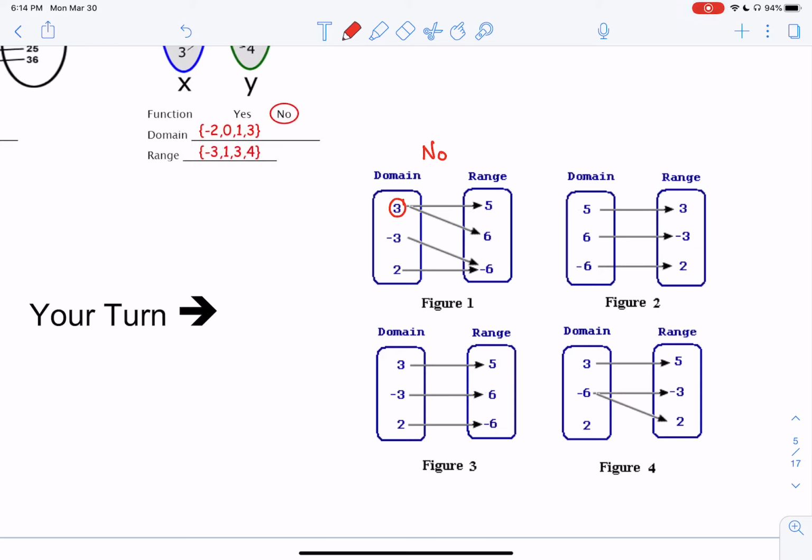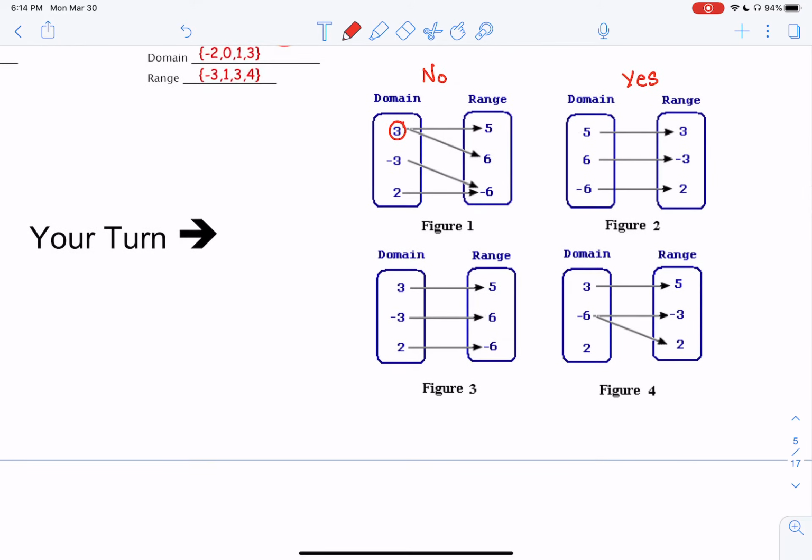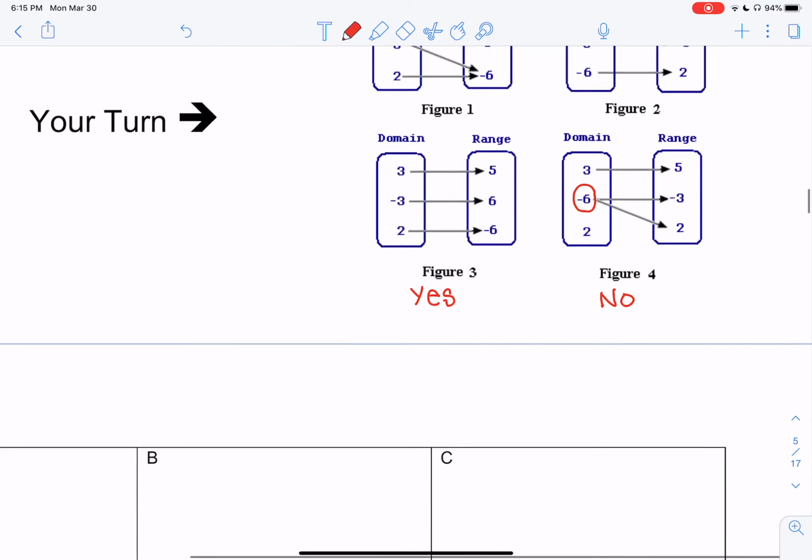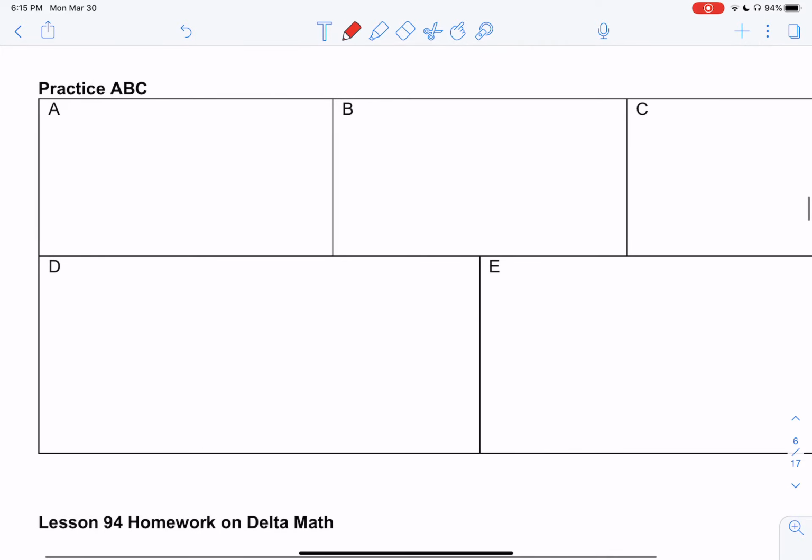Going to figure 2, it looks like everybody is playing nicely. Every x value has exactly one y value, so that is yes. On figure 3, every x value has one y value again. So yes, that's a function. And figure 4, it looks like we do have an x value that is double paired, and therefore this is no, not a function.